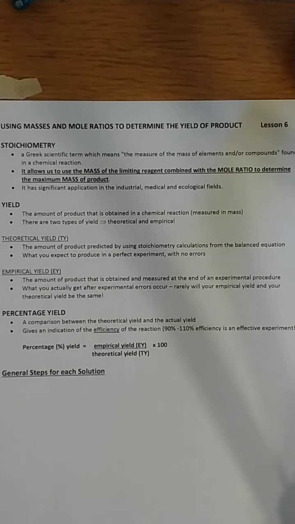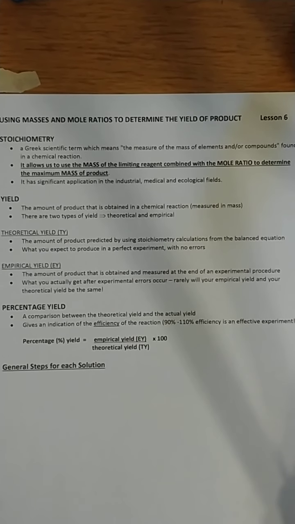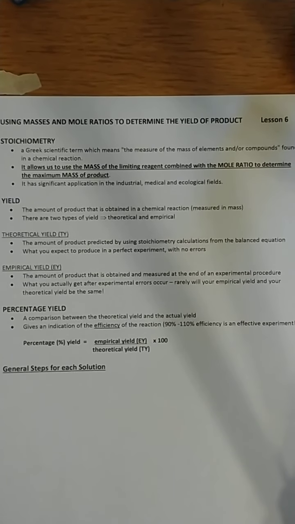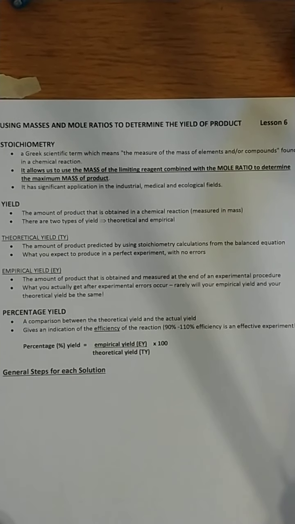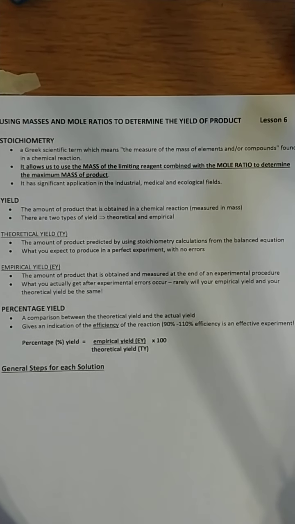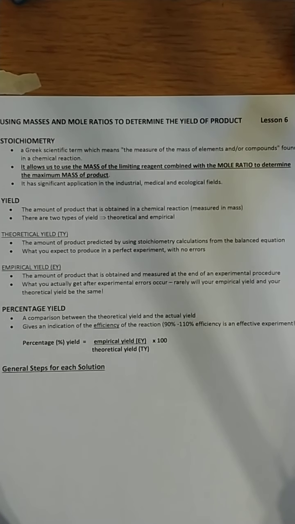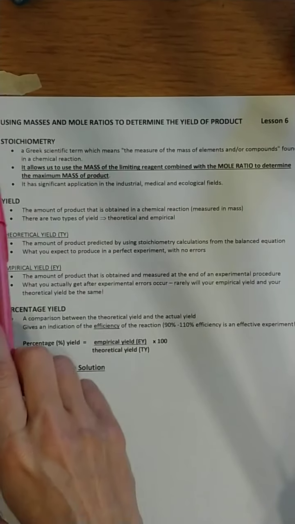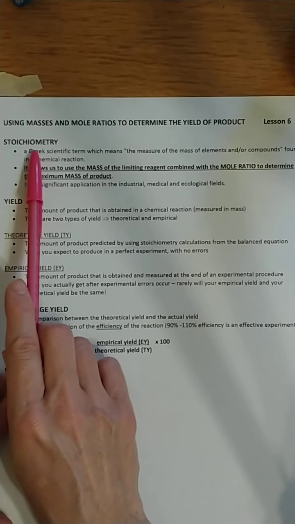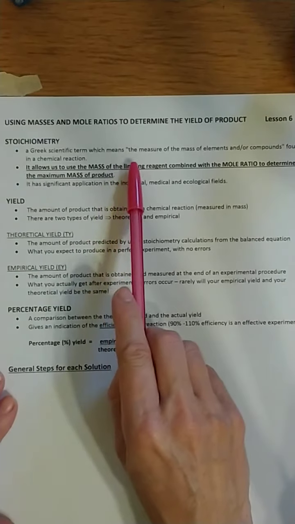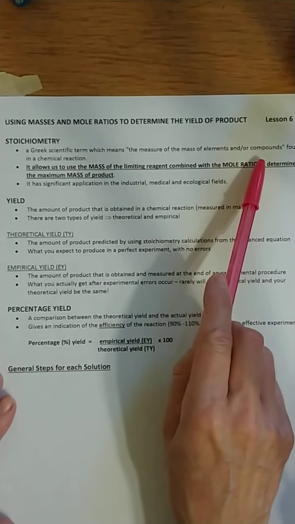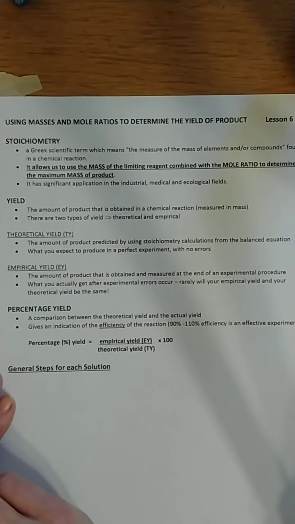So what I'm going to be showing you how to do today is using the mole ratios, which is what your lesson 5 was, and now combining it with some masses to determine what's called a yield of product. So first of all, this process of using masses and moles to determine yield has a special name in chemistry. It's called stoichiometry. It's silly sounding, but stoichiometry. And it means the measure of the mass of elements or compounds found in a reaction.